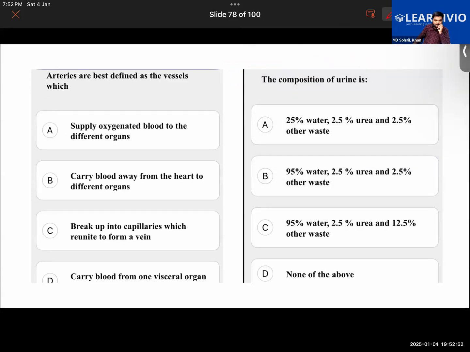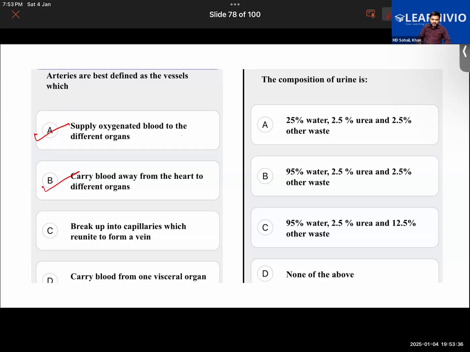Arteries are best defined as vessels which supply oxygen to the blood. Sir, what is the question? Do they supply oxygenated blood to different organs? Or do they carry blood away from the heart to different organs? Or do they break up into capillaries which reunite to form a vein? They supply oxygenated blood to the different organs. Okay, that is correct, and there is one more that is correct. Both A and B. They carry blood away from the heart to different organs. Exactly. Very good. Next question.